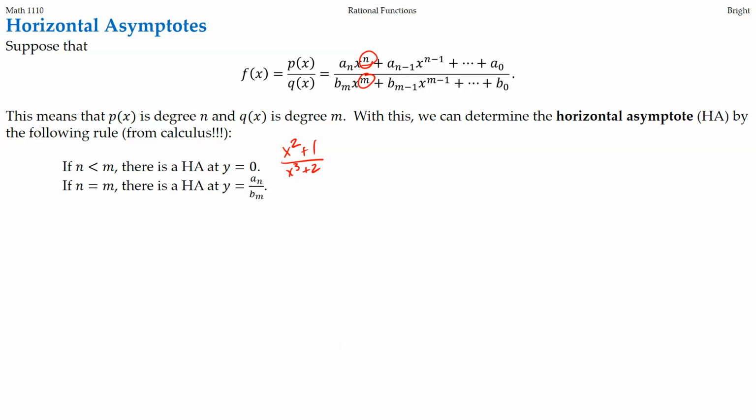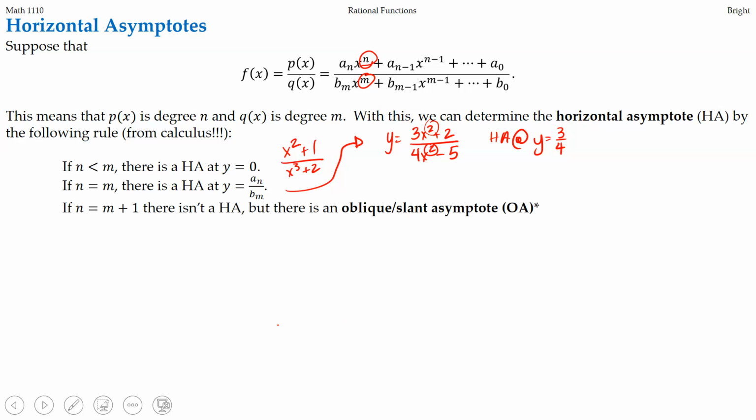Next, if the degrees are the same, then the HA is at the ratio of their leading coefficients. For example, let's think about y equals 3x squared plus 2 all over 4x squared minus 5. We notice that the degrees are the same, so there's going to be an HA at y equals 3 over 4. This is a line as well, so it needs the y equals. Great.